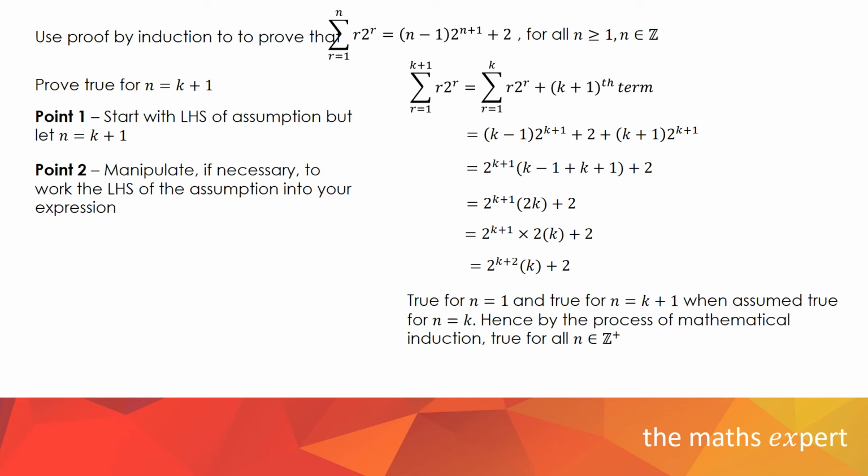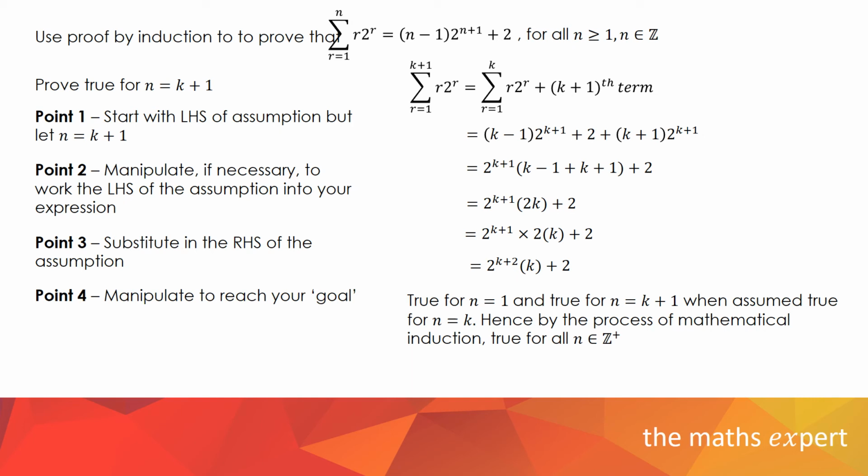The next point is to substitute in the right-hand side of the assumption before then manipulating to reach the goal, much like I did in the direct proofs in the first episode. In the next type of question in this episode, and in the next episode, I'm going to stick to this method, and I'm going to approach n equals k plus 1 in the same way each time to show you that you don't need to learn a different process for each type of proof by induction, and you will be able to face whatever imaginative question the examiner throws at you.